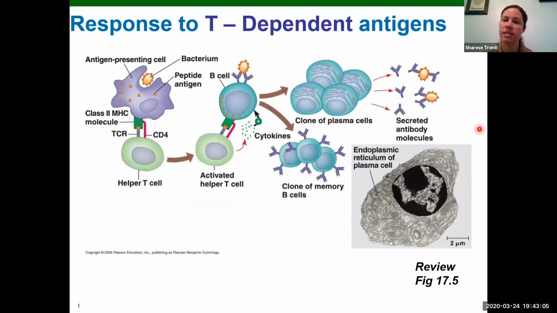This is the same thing, but I just wanted to point out that this is what we call T-dependent antigens. Most infections are going to require that the B cells be activated by the helper T cell. That's why we call it T-dependent. It's dependent upon the activation by this helper T cell.